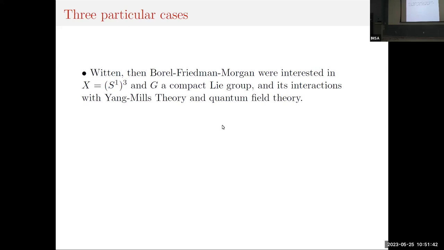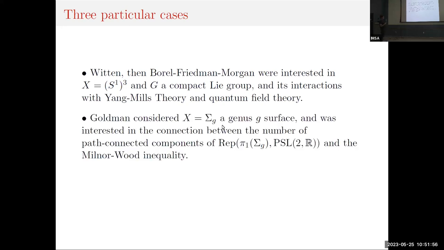So along those lines, it took some relevance, the connectedness or non-connectedness of those spaces. So the other example is taking X as a genus G surface. The genus has to be greater than one. And this is the case that Bill Goldman was studying, and he has a very nice paper about the path connected components of this space. So you can see this as the circle bundles over the genus G surface.